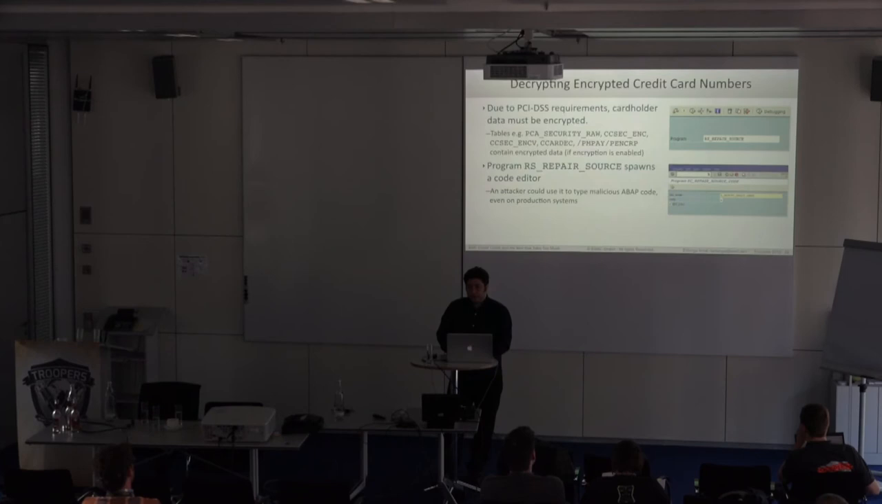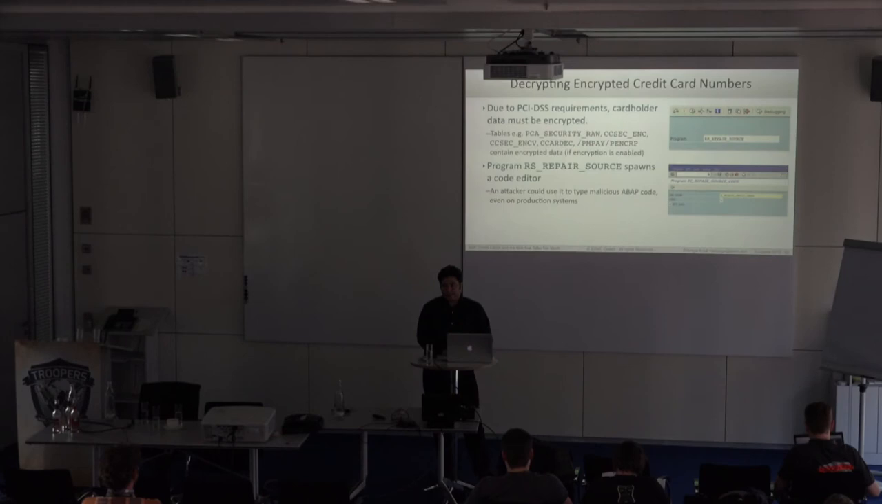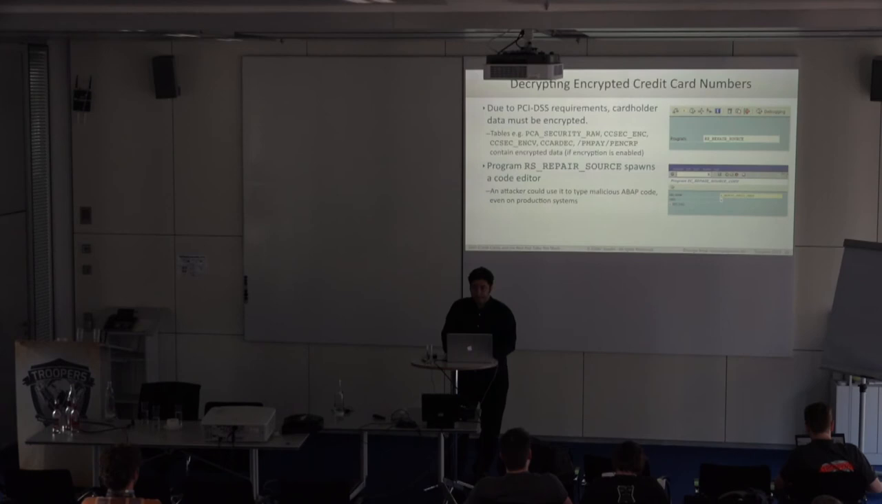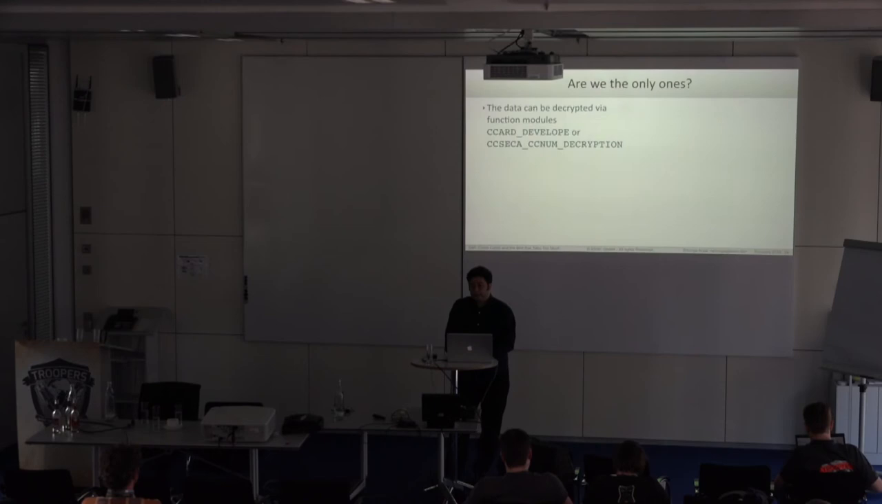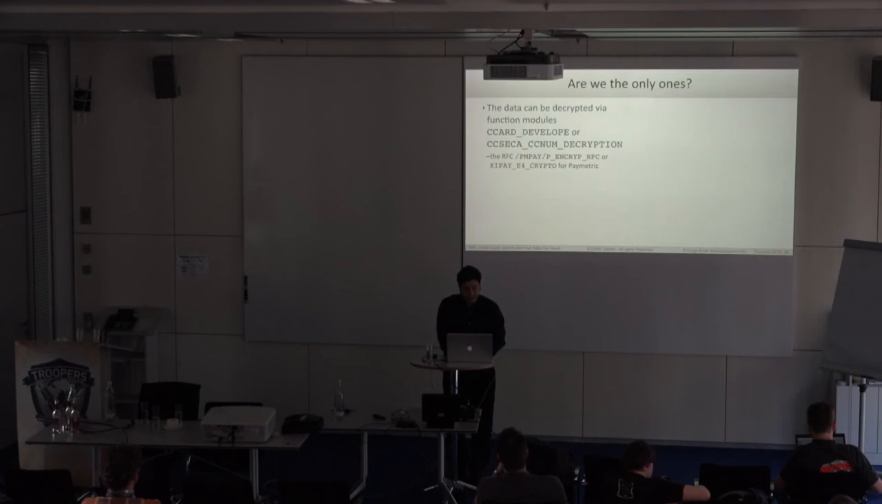In SAP, there is a tool called RS Repair Source. It is possible to use this to very quickly write a program which can decrypt these credit card numbers on the system. And when we focused on this, it took us some time to do that. There are functions in the system, like CCARD_DEVELOP or CC_NUM_DECRYPTION. These functions are great for decrypting these credit card numbers. And this is for the Paymetric solution, XiPay E4 crypto. So after we did it, we knew what we needed to look for.